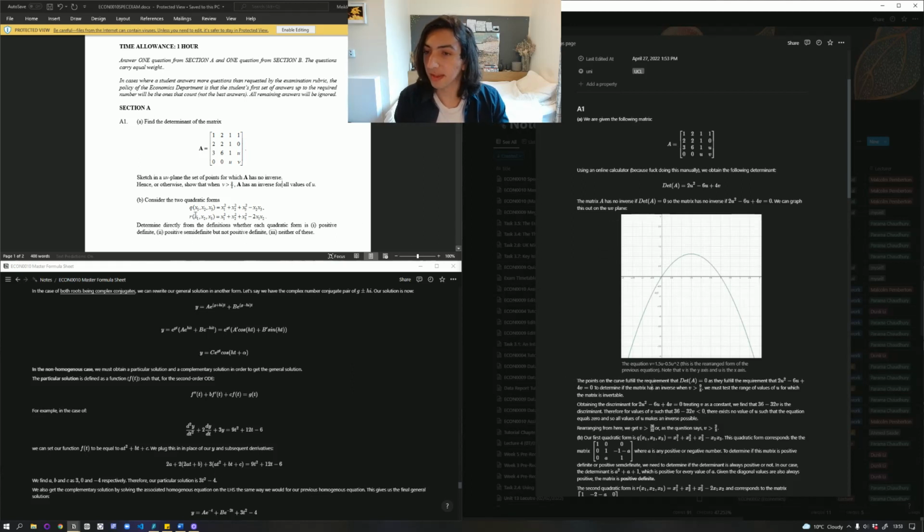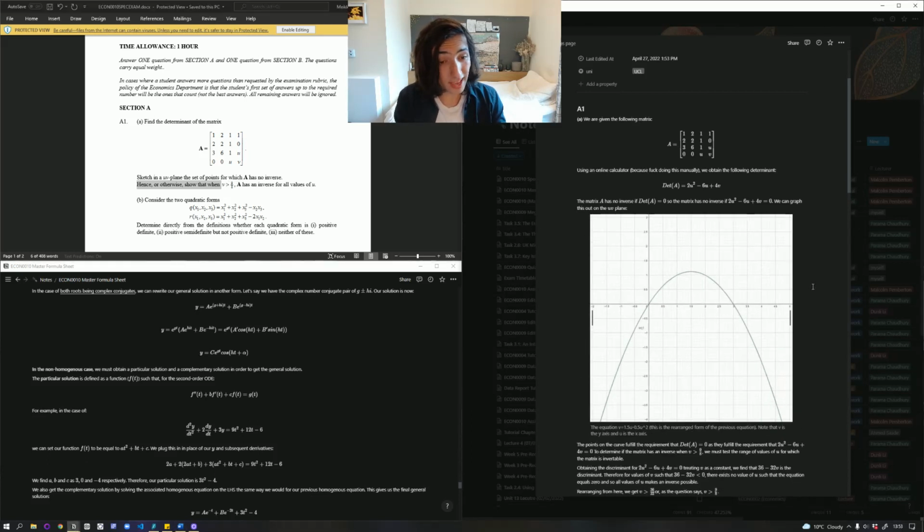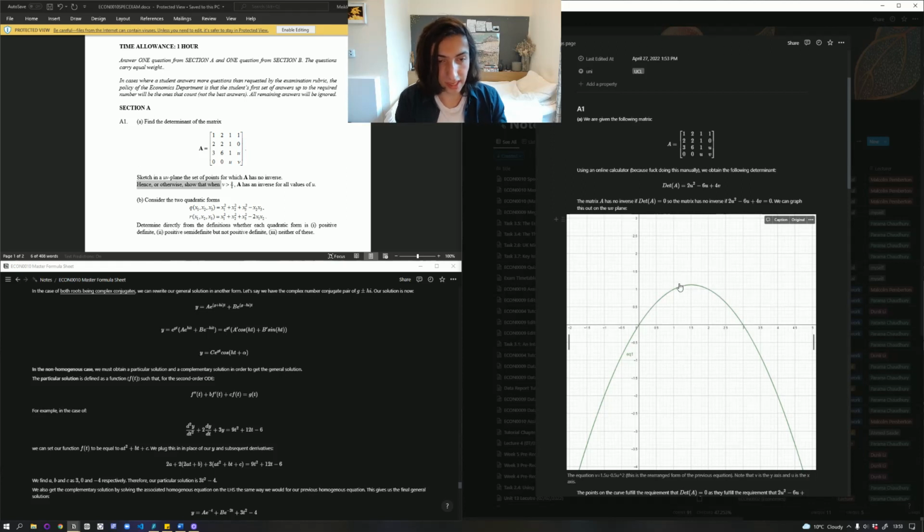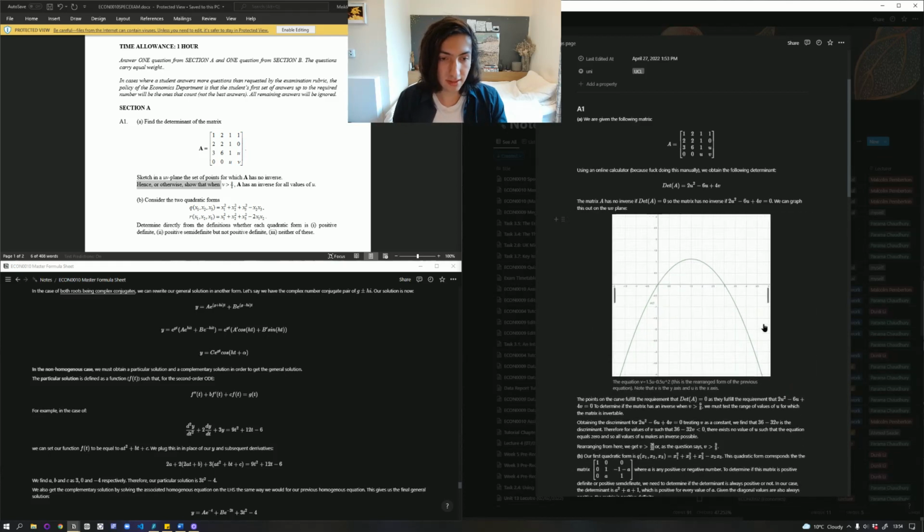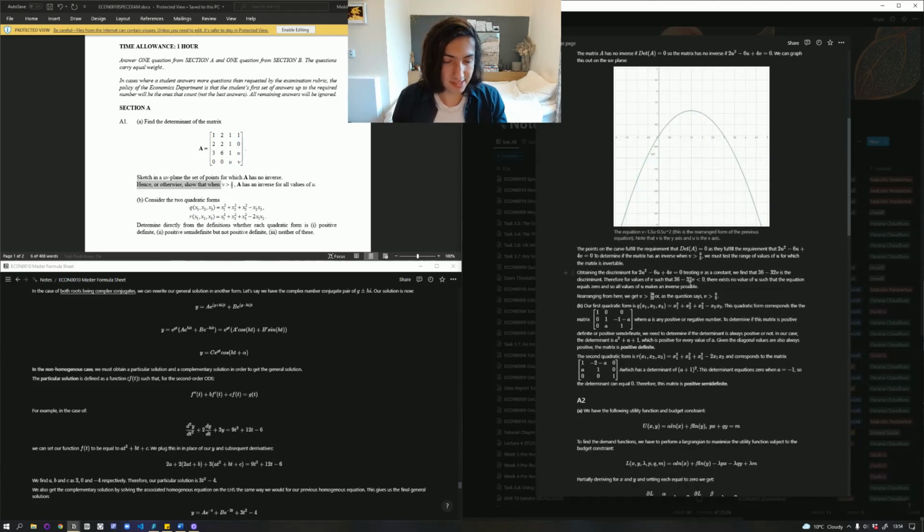Now, the next bit says that hence or otherwise show that when v is larger than 9 over 8, A has an inverse for all values of u. You can actually see this through this graph. You can see the peak here is at 9 over 8. So anything above that, there would be an inverse, because it would be impossible to have no inverse. Remember, these are the points that satisfy the requirement of no inverse, okay? Whereas any point in the white space will have an inverse. So any point above the maximum is going to have an inverse.